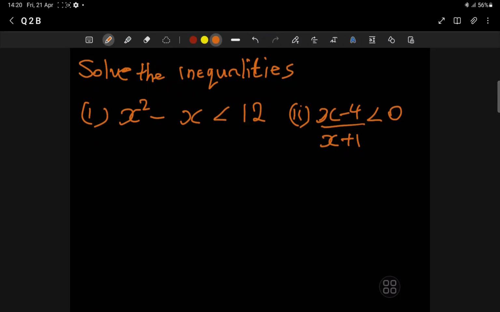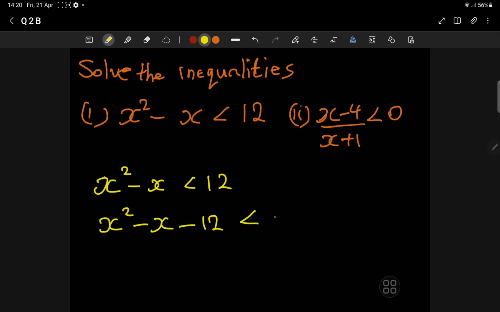So we're solving this question now. We have this one which says solve the inequalities. So we have the first one, which is x squared minus x is less than 12, which we're starting with. This is a quadratic when you look at it, so we'll get the 12 across the equal sign. We'll have x squared minus x minus 12, which is less than 0.